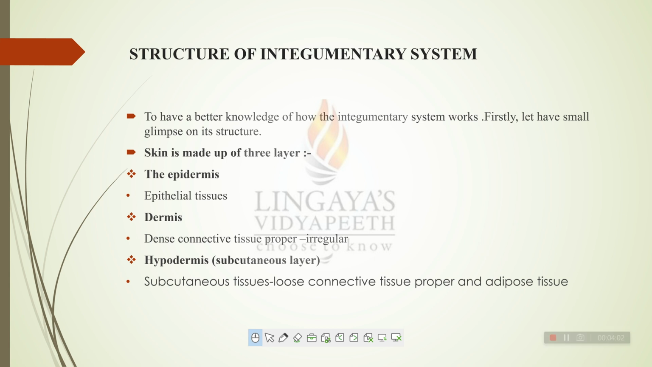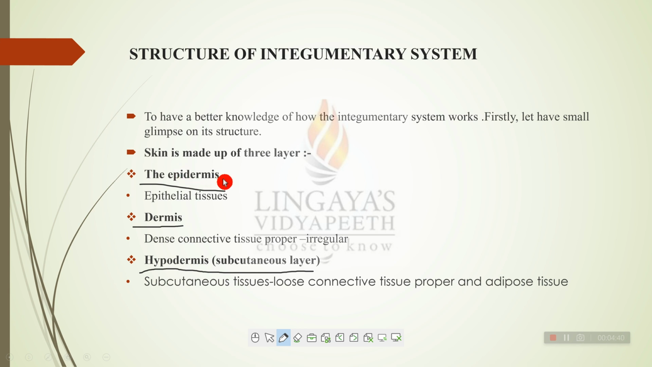The skin is one of the largest organs of the body. As I told you, if someone asks about the largest external organ of the body, you will say it is the skin. It accounts for about 16% of the total body weight and covers 1.5 to 2 meters square of surface area. It consists of three major layers. The first is the epidermis, then underneath is the dermis, and underneath the dermis is the hypodermis, which is also called the subcutaneous layer.